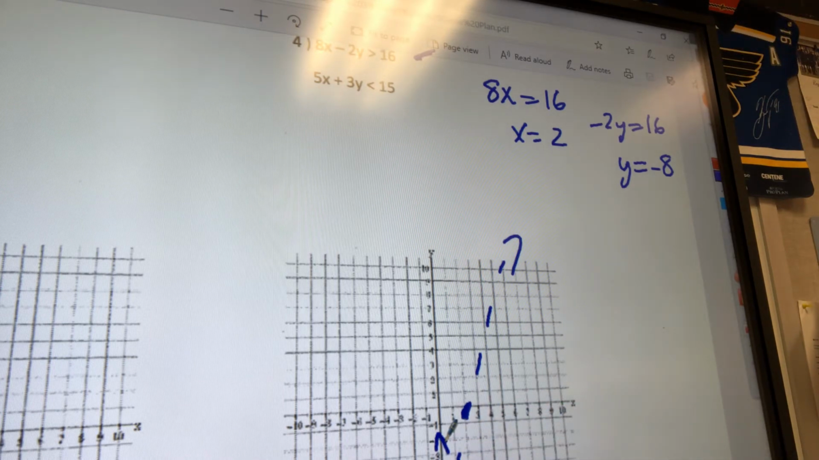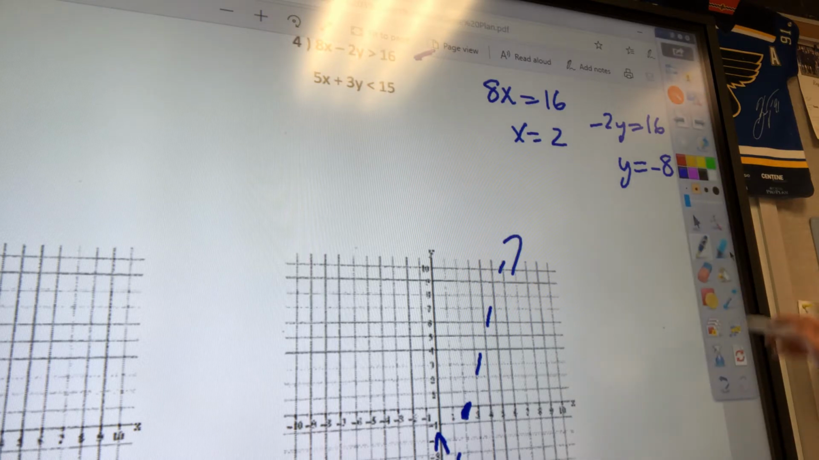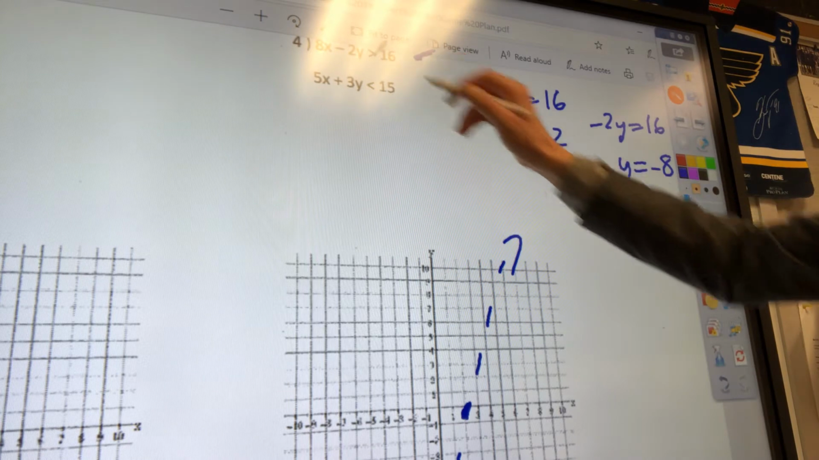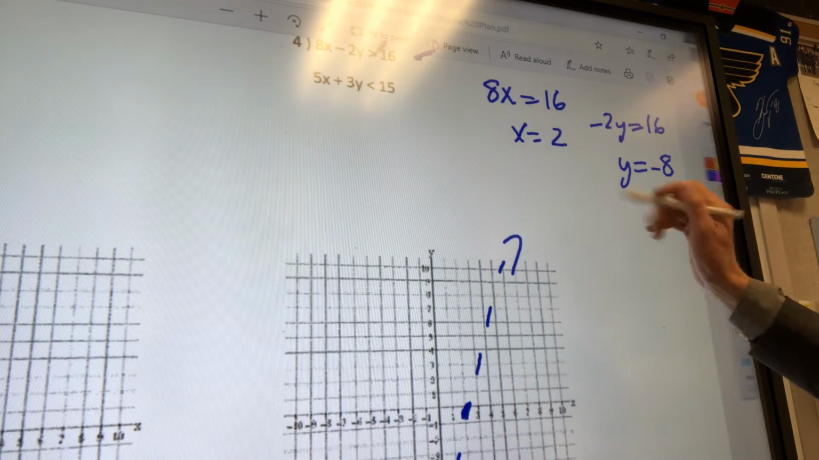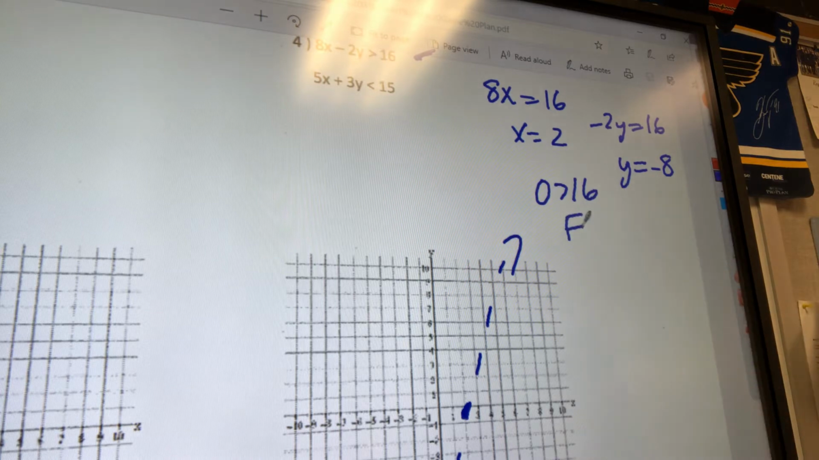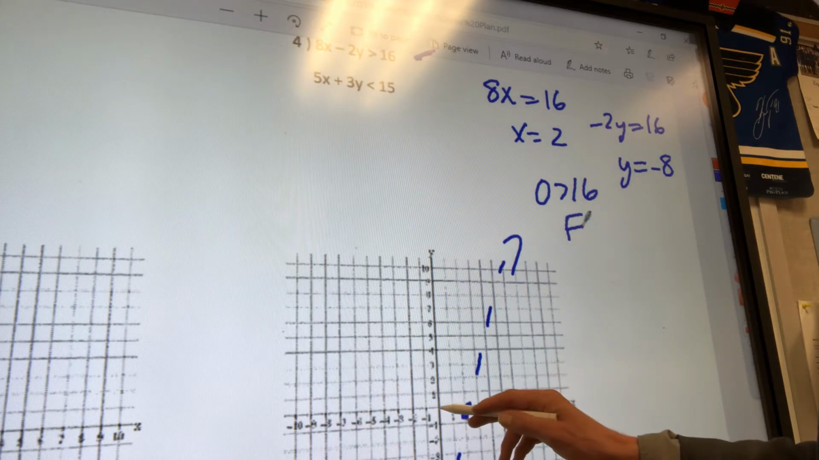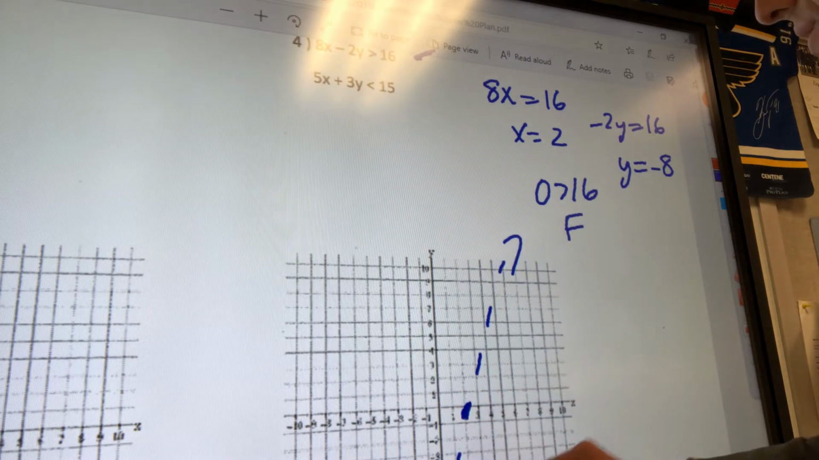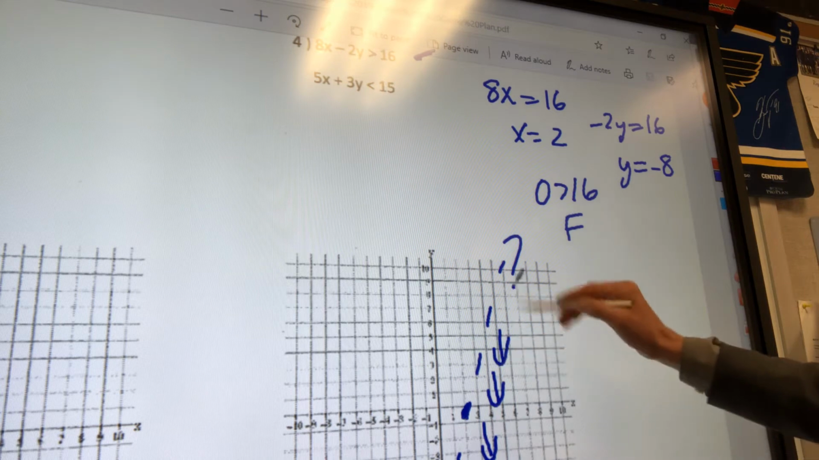Actually, be careful here. I'm not going to shade above. It's my fault. Notice it says greater than, but you have a negative y. I'm going to plug 0, 0 in here. 0 in for x, 0 in for y. I get 0 is greater than 16, which is false. If I get a false statement, that means 0, 0, which is here, is false. I'm going to shade it below. All right, be careful there.